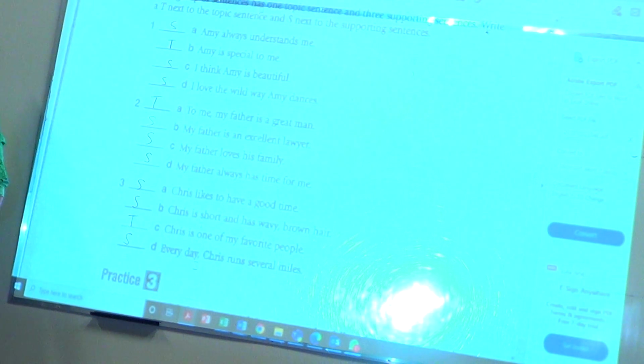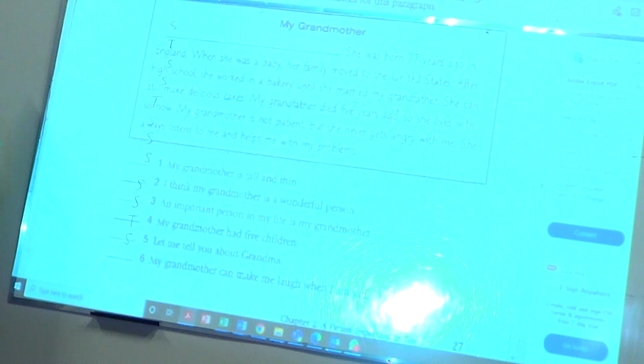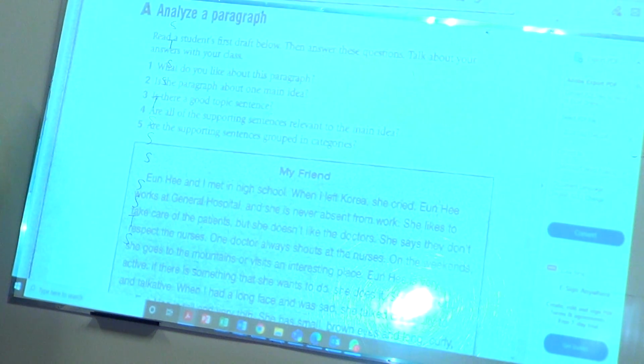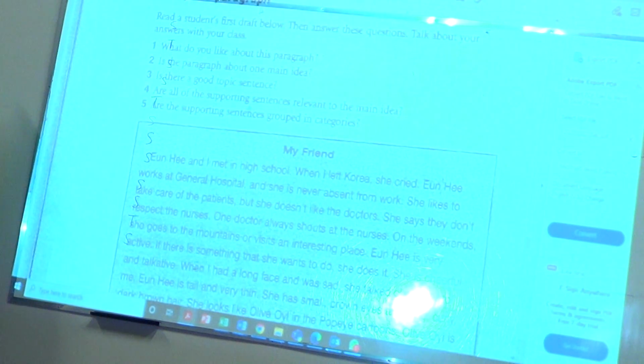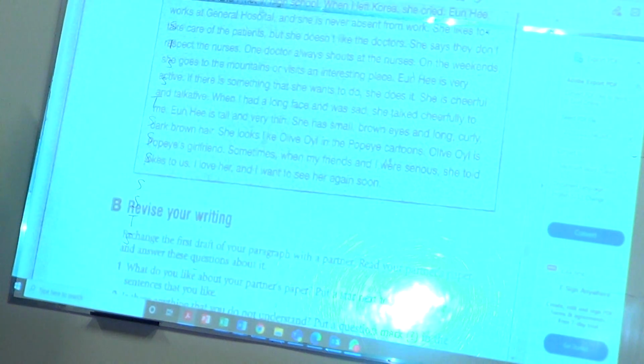Okay, so the rest is for you to do at home. The next one is to find a good topic sentence for these paragraphs that you see there. Then you're going to analyze this paragraph. Same thing we did here in class. So what do you like about this paragraph? Is it a good one? Don't worry about doing a lot of writing. Just some little notes that tell me your thoughts about this paragraph.